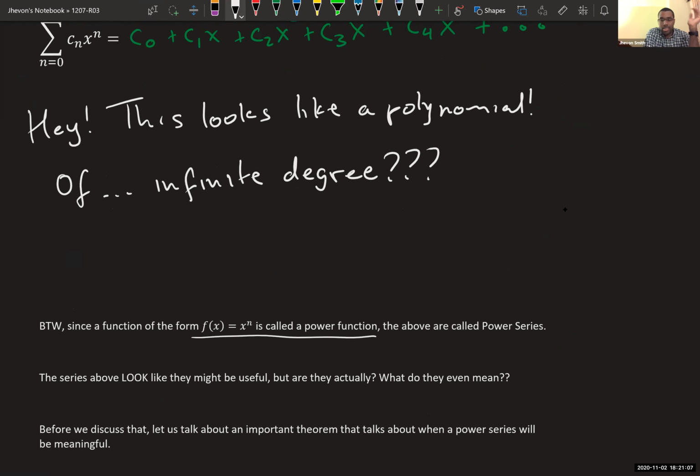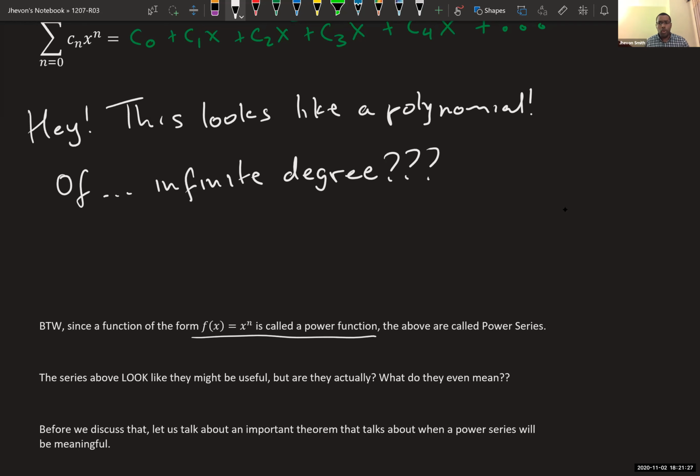Y equals x to the 7th is a power function, right? So if you have a series of terms like this, we call it a power series. Okay, so that's where the name comes from. It's pretty much like a series of power functions that's going on forever. Now, it looks like it might be useful, but what does it actually mean?